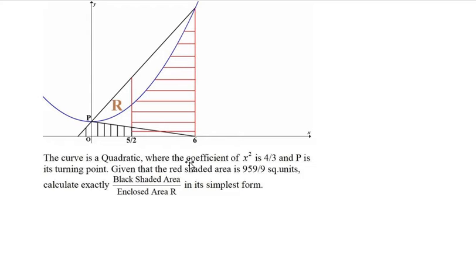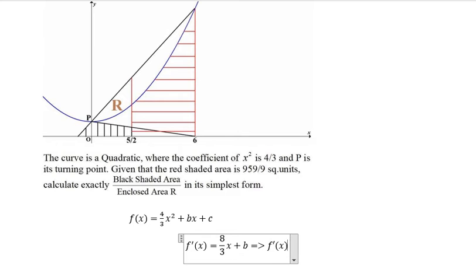We know that the coefficient of x squared is 4 over 3, so we can create the equation of f of x: 4 over 3 x squared plus bx plus c. We have the turning point here, so we first need to find the derivative of the function, which is 8 over 3 x plus b, and we set the derivative equal to 0.